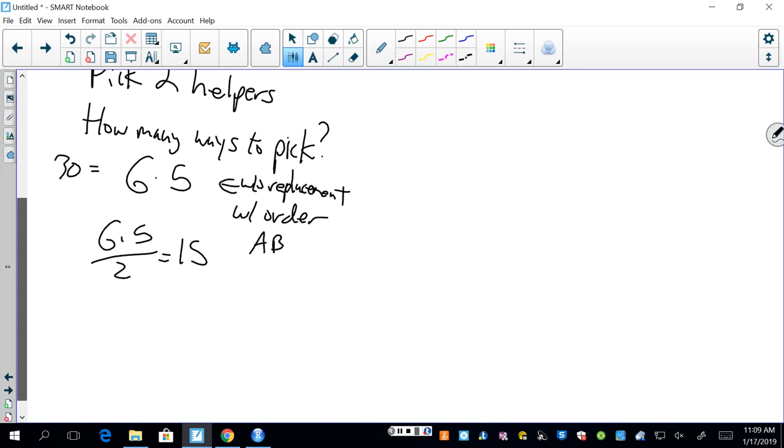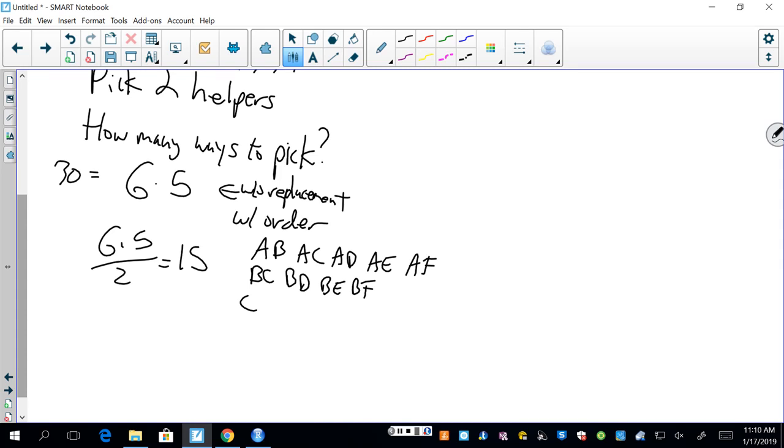So we could do A and B, A and C, A and D, A and E, A and F for 6. But then our first one could be B, and we don't want to count B and A again. So B and C, B and D, B and E, B and F. Then we have to start with a C; we don't want to do AC or BC, because that would be redundant. So CD, CE, CF, and D, again, we don't want any of those three, so DE, DF, and that only leaves E with F. E is with all the other combinations before, and that's our 15 possibilities.